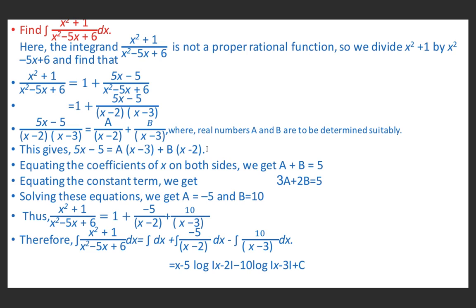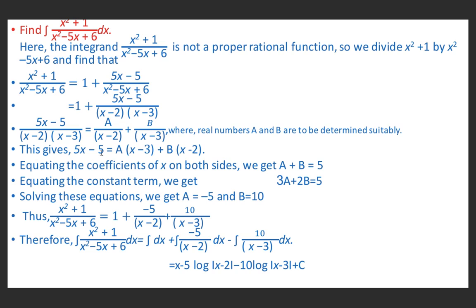Now to find the values of a and b, first of all we will equate the coefficient of x on both sides. Here the coefficient of x is 5 on the left hand side. On the right hand side, here we have x, if we multiply by a, it is ax, so the coefficient is a. Here it is x, so if we multiply by b, then it is bx, so the coefficient is b. So here we have coefficient a, here coefficient b, here coefficient 5. So a plus b equal to 5.